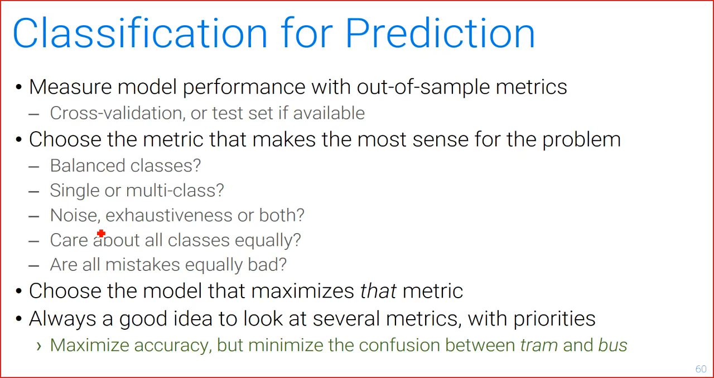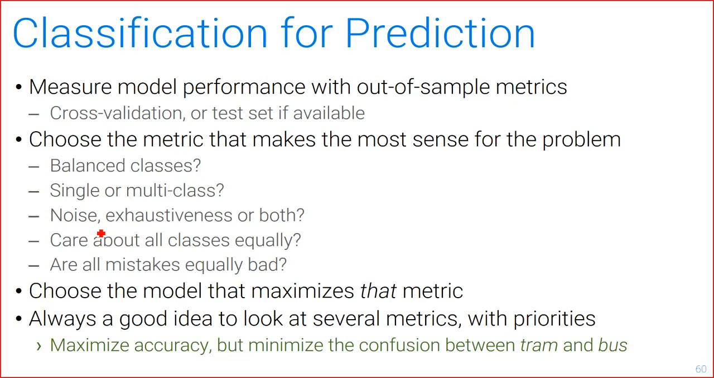So you have to choose the metric that makes the most sense for your problem. So think about, are the classes balanced or not? Do you have a single class problem or a multi-class problem? Do you care about the noise of the predictions? Do you care about exhaustiveness? Do you care about both? Are all cases equally important? And are all mistakes equally bad?